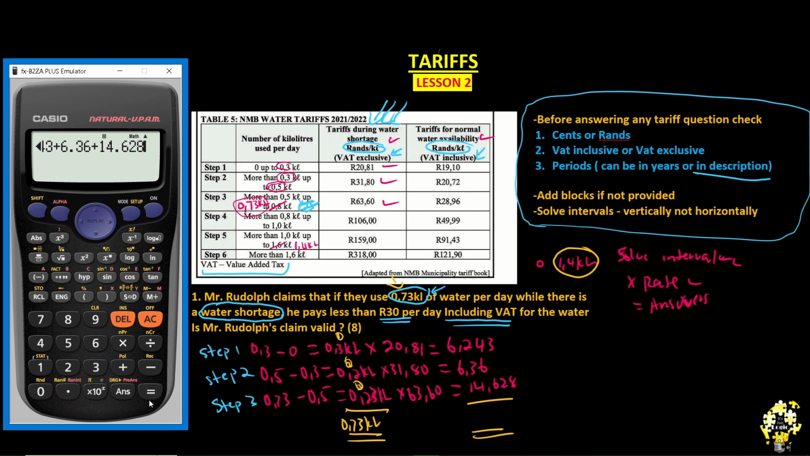14.628. We are getting 27.231. Is this the final answer? No, it's not. Why? These amounts are VAT exclusive. Our question says that he will pay less than 30 rand per day, including VAT. How do we include VAT?